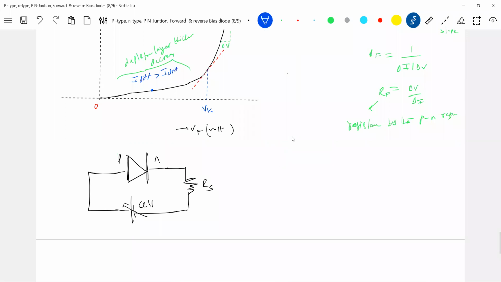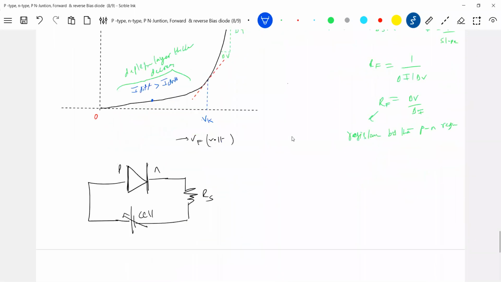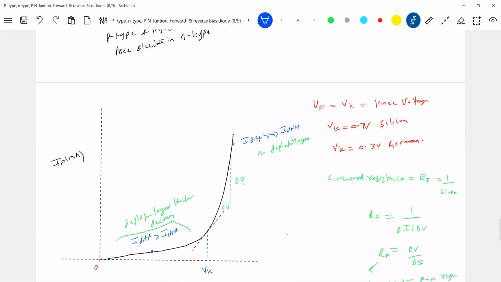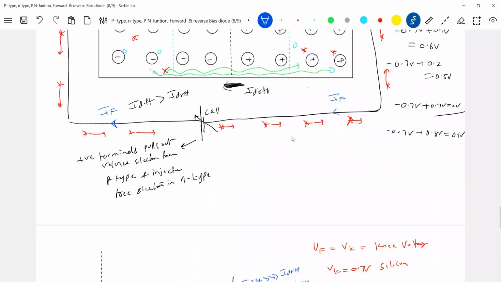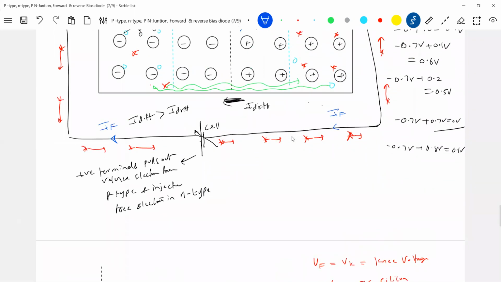I think I'll come to this later. In the evening I'll take one hour, so let me explain further. A few more things are there. In the evening I'll do the reverse bias, then some numericals.